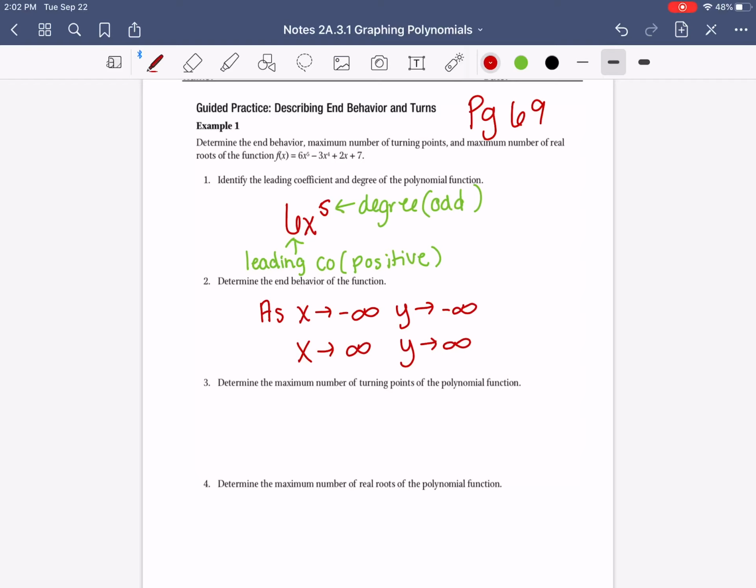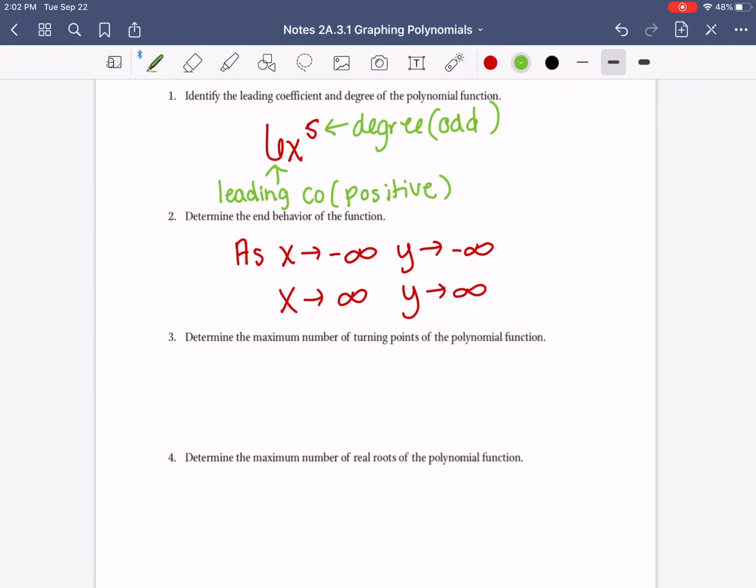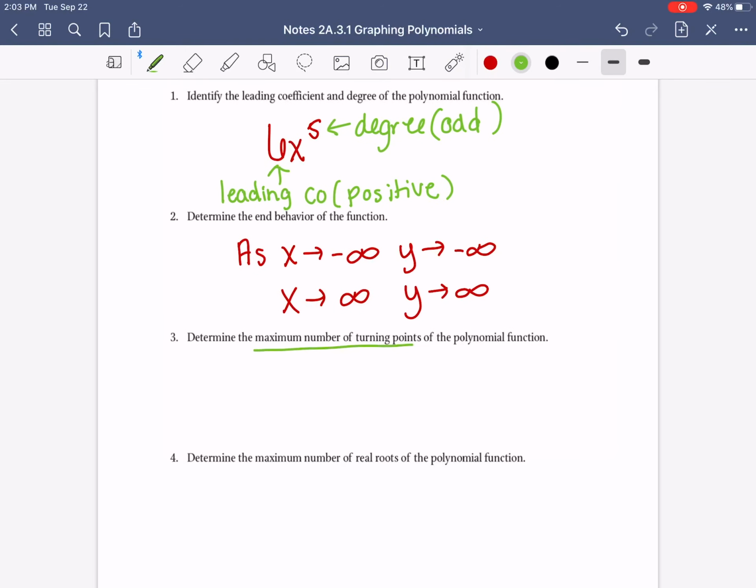Then we look at the next piece of information about the graph, which is the maximum number of turning points. The maximum number of turning points is 1 less than the degree.